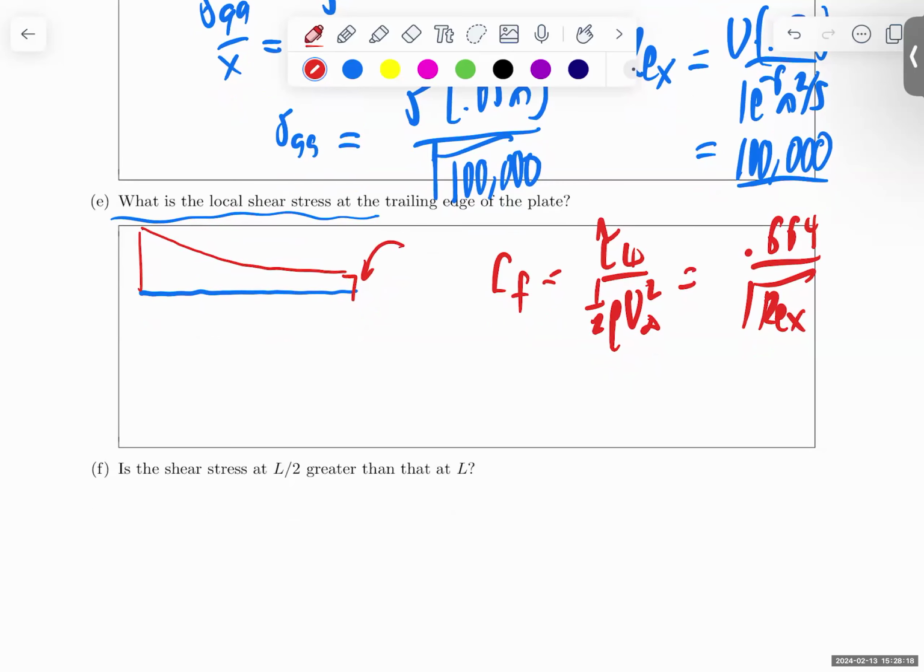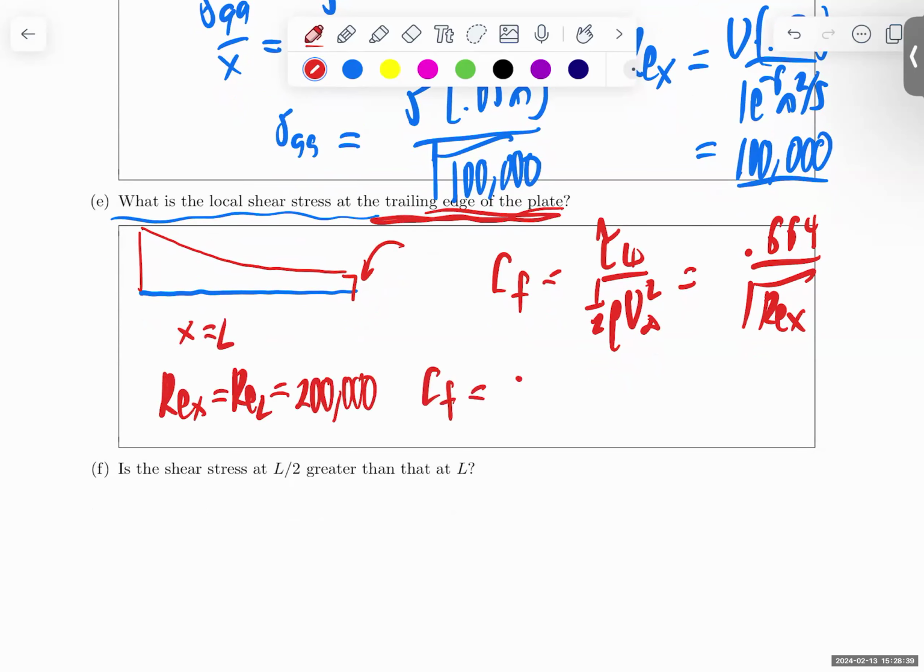But my x equals L in this case because I'm asking specifically at the trailing edge when x equals L. Therefore, Re_x equals Re_L equals 200,000. We computed that in the first part. So I have everything I need here. I have C_f equal to 0.664 over the square root of 200,000, which is how much? See if I actually computed that. Yep, 0.0014.